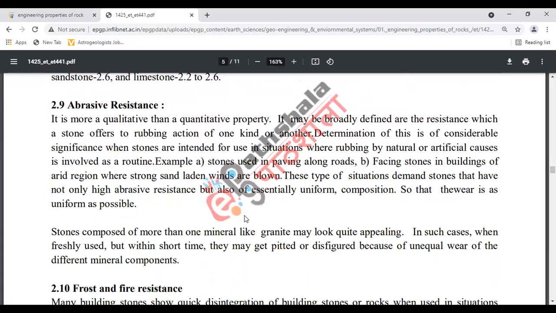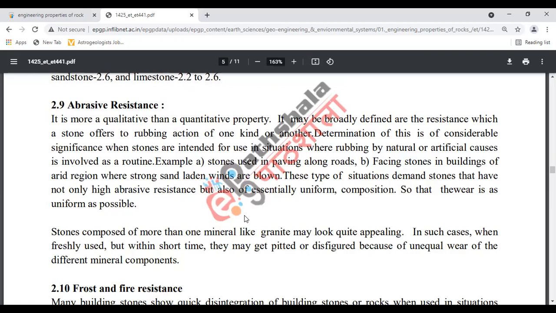Abrasive resistance is more a qualitative than a quantitative property. It may be broadly defined as the resistance which a stone offers to rubbing action of one kind or another. Determination of this is of considerable significance when stones are intended for use in situations where rubbing by natural or artificial causes is involved. As a routine example, stones used in paving along roads, and facing stones in buildings of arid regions where strong sand-laden winds blow.